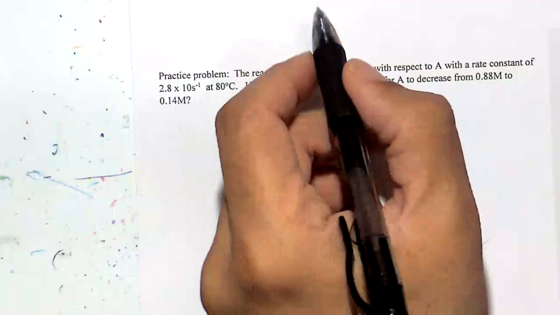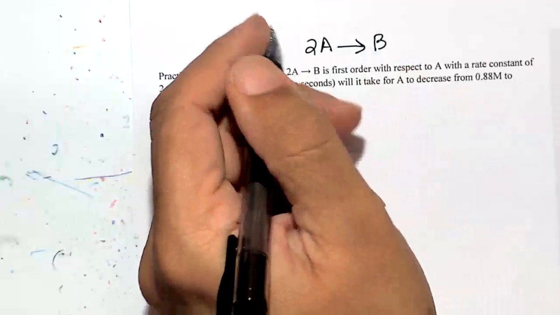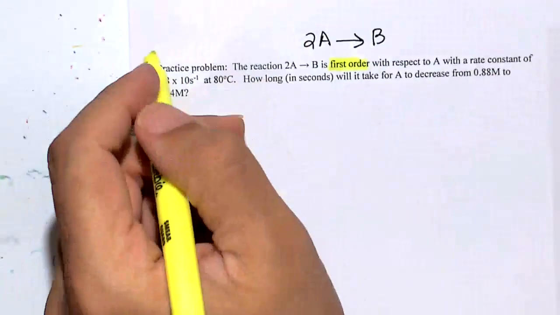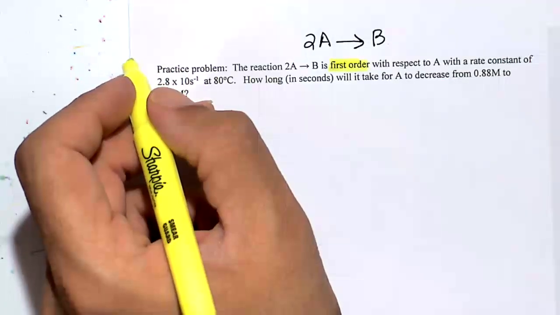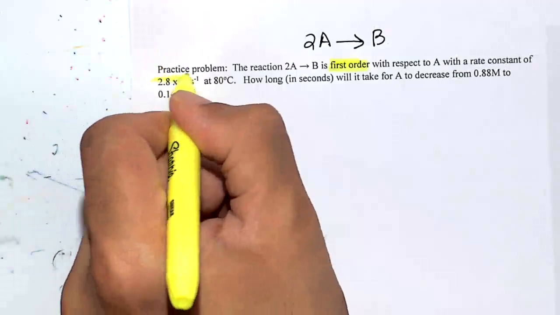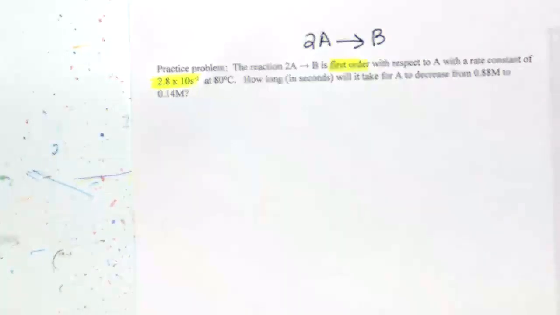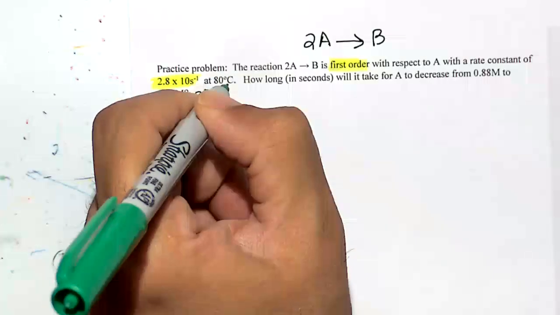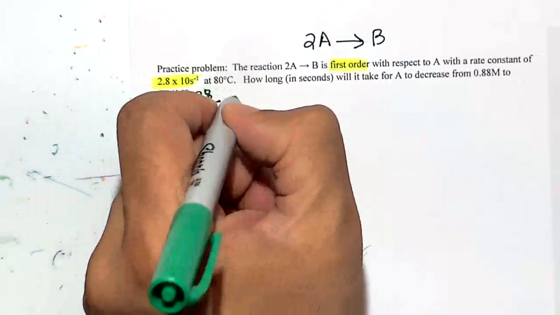All right, the reaction 2A goes to B is first order with respect to A, with a rate constant of 2.8 times 10 to the minus 1 inverse seconds. We're going to call this 0.28 over seconds, at 80 degrees C. Change the temperature, change the rate constant K.